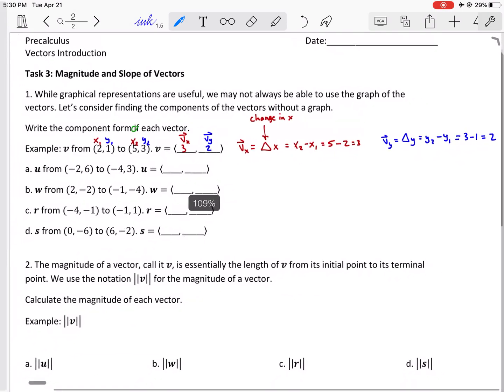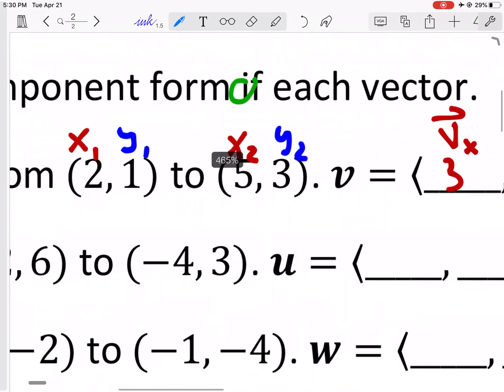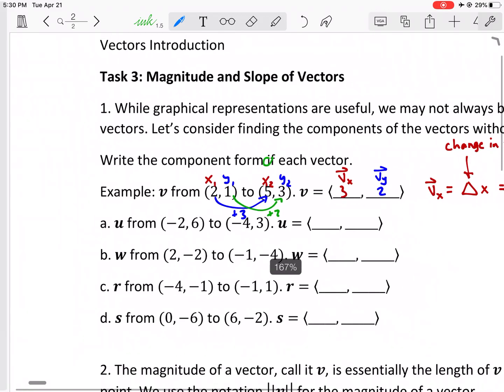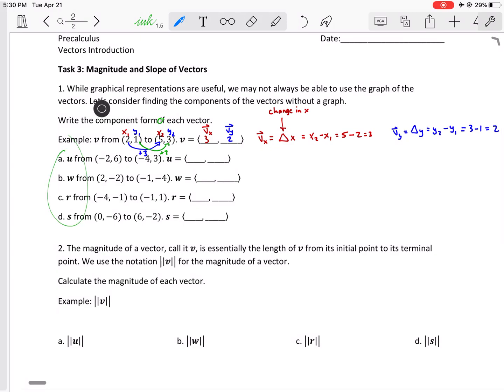There's how we can find the component form without even using a graph. We could simply just look at the points and see, hey, it increased by 3 to get from 2 to 5. That was plus 3. And to go from 1 to 3, it was plus 2. Same thing applies. All right, so I encourage you to pause the video and try this out for these 4 vectors.